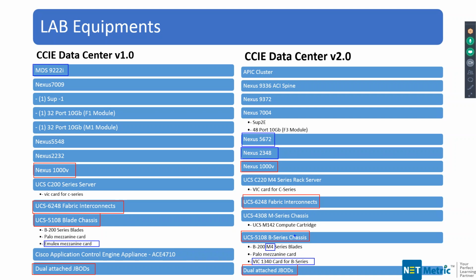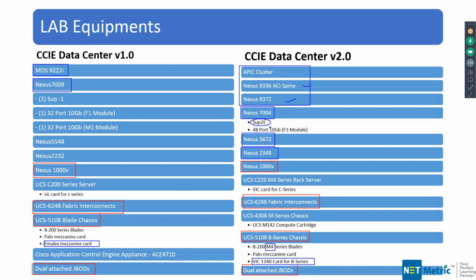So apart from that, now my favorite part, the networking gear update up to 9Ks. You can see here ACI cluster. We have spine and leaf. So we have Nexus 9Ks. Nexus 7K is also updated to Nexus 7004 with SUP 2E. So previously what were we using? Nexus 7009 was present, but now 7004 with SUP 2E.